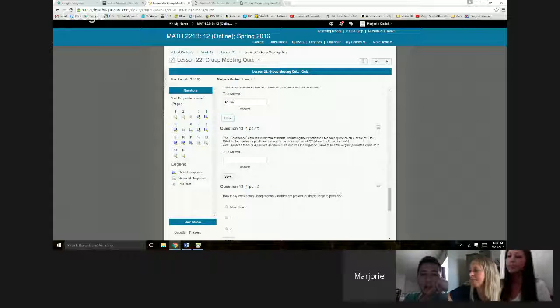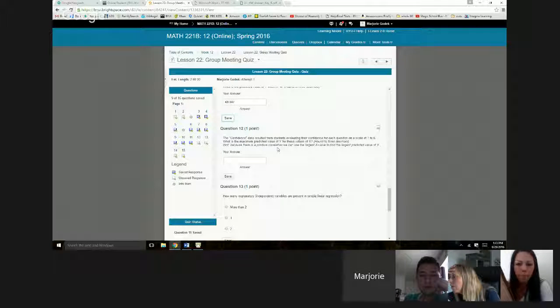Question on the scale of 1 to 6. What is the maximum predicted value of y? For these values of x, because there is a positive correlation, we use the largest x to find the largest predicted y. Because it's positive, so they react the same to each other. But I don't even know what they're asking you to do, you guys.